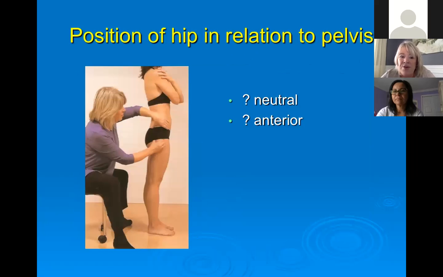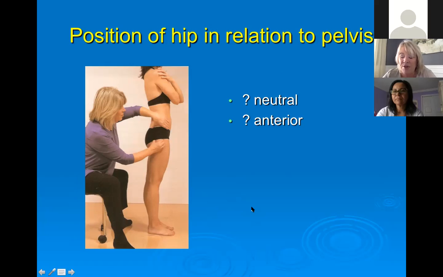So let's say you've done your knee exam and you're wanting to see, okay, maybe this is coming from the hip. So you take a look at the hip in relation to the pelvis. Is it sitting in neutral, or commonly what we see is that it's sitting anteriorly? So in this particular picture, if you get in the middle of the crests and the posterior and anterior aspects of the hip joint, the hip joint is pretty centered in relation to the hip.